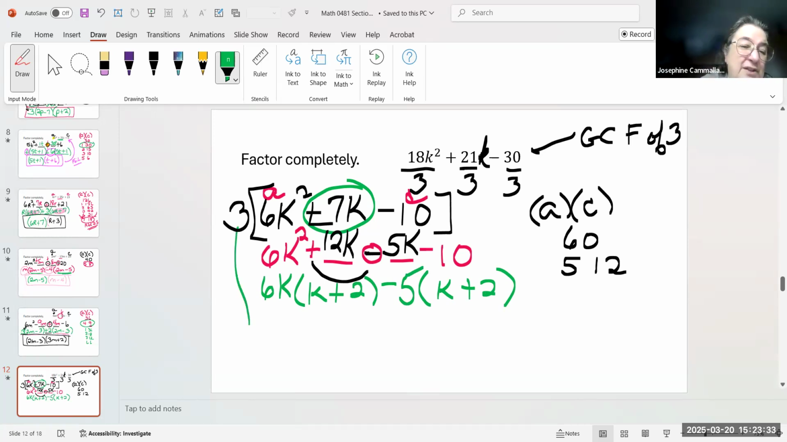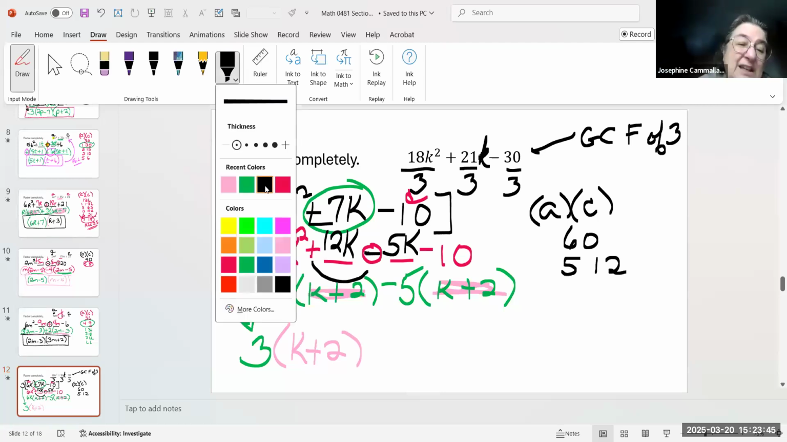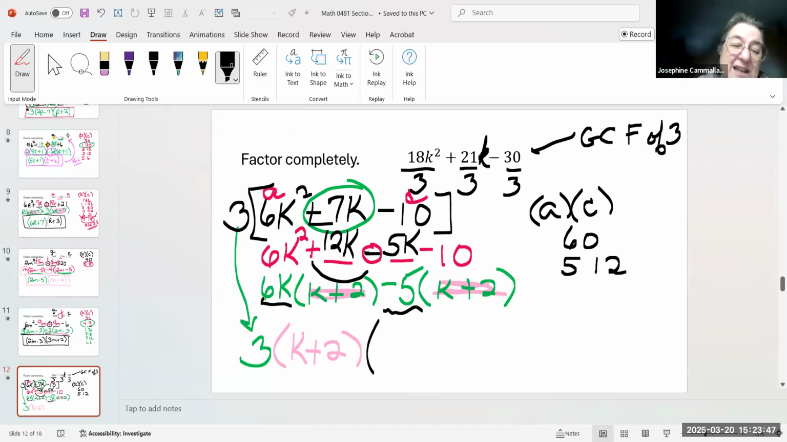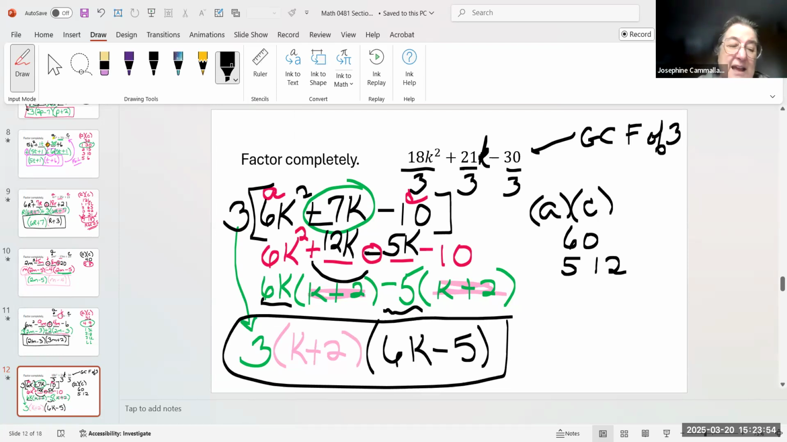Now don't forget this 3. These have got to be the same. And what's left goes here. That's my answer.